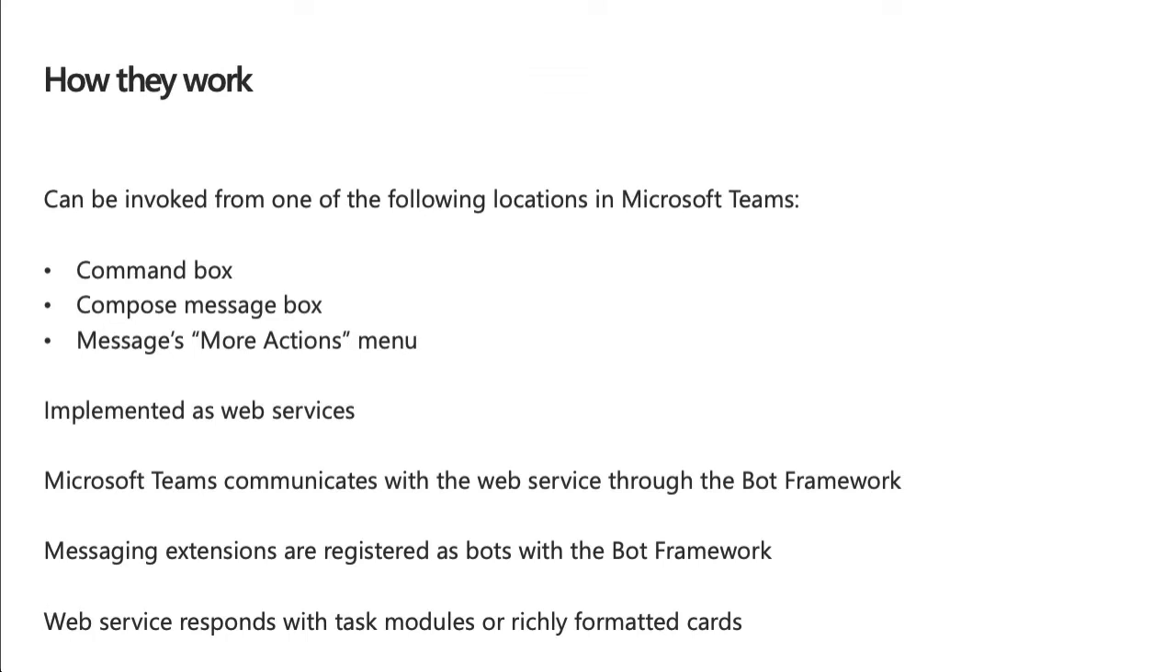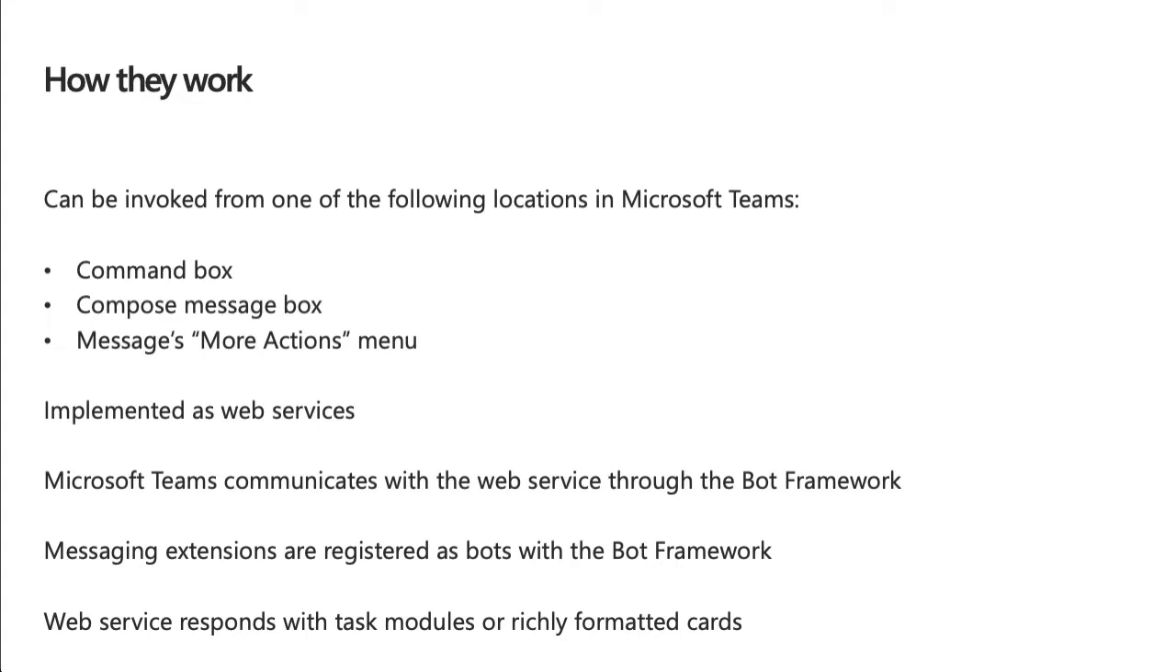Messaging extensions are registered in your custom Microsoft Teams app manifest that specifies where the extension can be invoked from in the Microsoft Teams client. There are 3 locations that can invoke a messaging extension. They include a command box. This is the area at the top of the Microsoft Teams client. A compose message box. This is the area at the bottom of a one-on-one or group chat and in the bottom of the conversations tab in a channel. And a message's more actions menu. The more actions menu item is accessible from the ... menu when you hover over a message in a conversation.